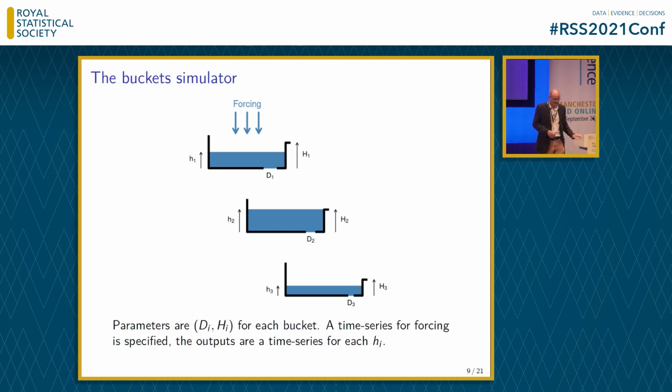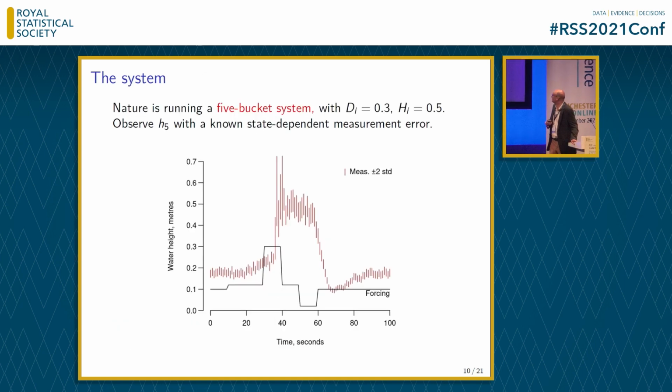But this is the bucket simulator, and for each bucket you have two parameters. You have the diameter of the orifice, which is the hole, and you have the height of the lip. So there's the diameter of the orifice of bucket 2, there's the height of the lip. Those are parameters, tuning parameters if you like, and these are the things that you measure. You measure the height in each bucket. So much more fun to build a bucket simulator than to have to build a huge simulator of the Y catchment. So this is what happens with a 5-bucket system.